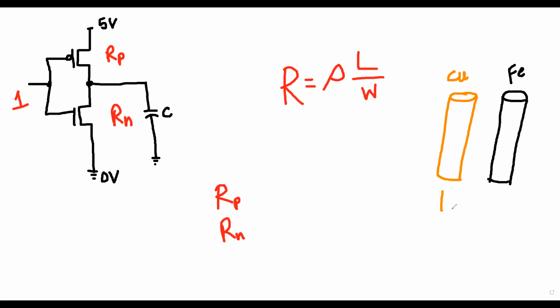But they have the same L, they have the same W. Then which one is changed? Why is this resistance 10 ohm and this resistance, let's say, 20 ohm? What is changed? The rho is changed, right? Rho is the material-dependent resistivity.